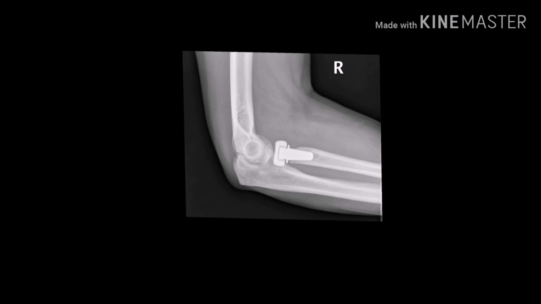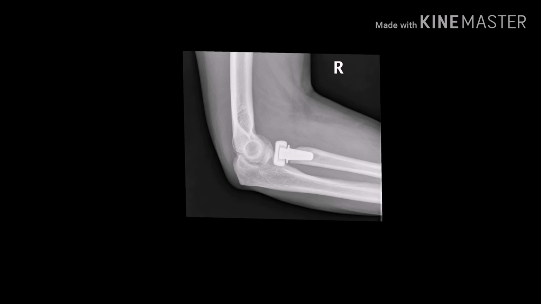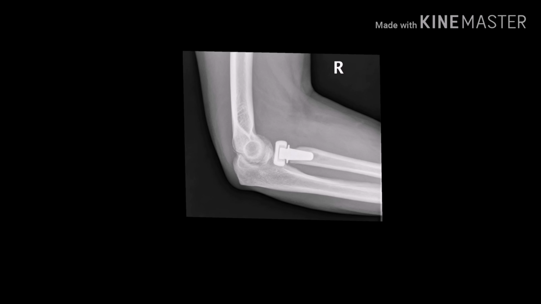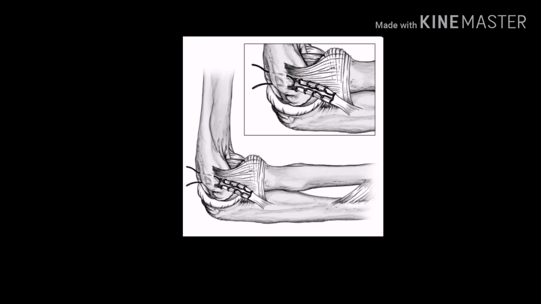Operative treatment. This includes radial head resection, repair or replacement, and lateral collateral ligament repair. This is the radial head resection, radial head repair, and radial head replacement, and this is the lateral collateral ligament repair. If the radial head cannot be repaired, resection and replacement with a metal prosthesis will enhance immediate and long-term stability.